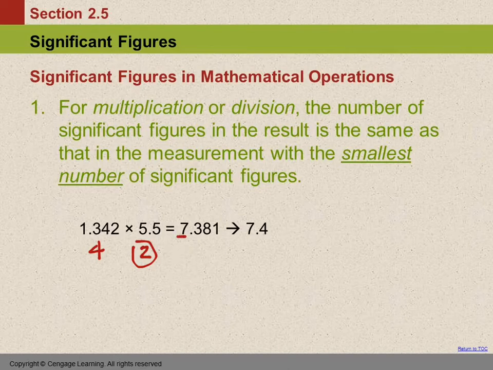So we're going to keep this ones place and the tenths place. We're looking at the next place. That's the 8, the first one we're chopping off. And then we apply our rules for rounding. So that's going to round up, and our answer is 7.4.